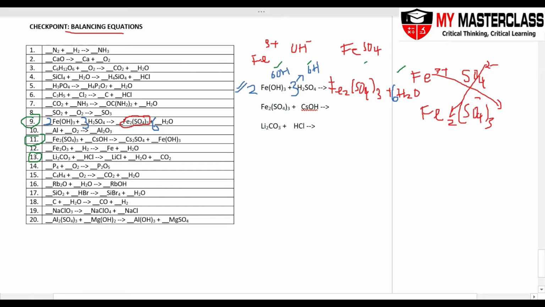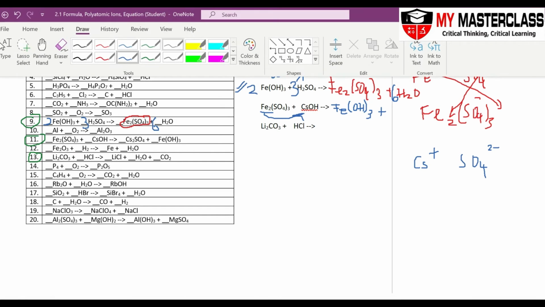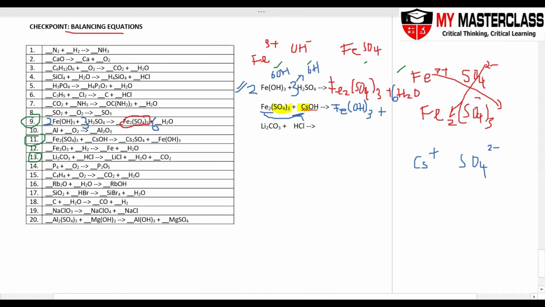In the next example, Fe2(SO4)3 plus CsOH. Using the same idea, my iron 3 is going to kick out the metal Cs, cesium. So you will get Fe(OH)3. Fe is 3 plus, OH is minus, do the cross method. Then my Cs is positive, group 1. Sulfate, SO4, is 2 minus. Same thing, do the cross method. My cesium is going to partner the sulfate, so you do the cross method and you will get cesium sulfate.